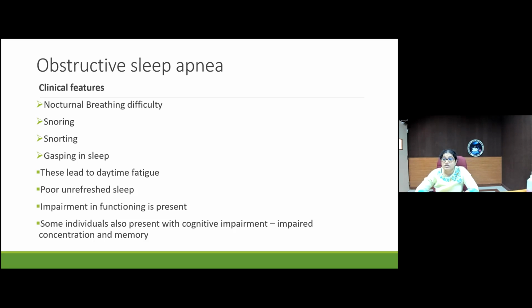Some individuals, when the obstructive sleep apnea is very severe, due to the chronic hypoxia that occurs during sleep, there can be severe cognitive impairment, which often leads to difficulty in concentration and memory. And if this is present, there is an urgent need to address OSA and then provide appropriate treatment.